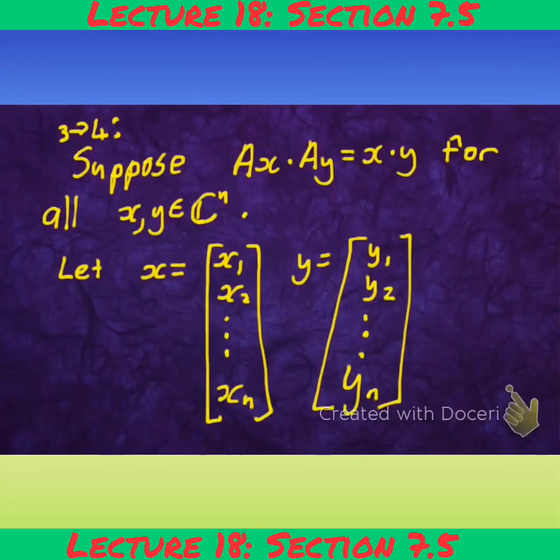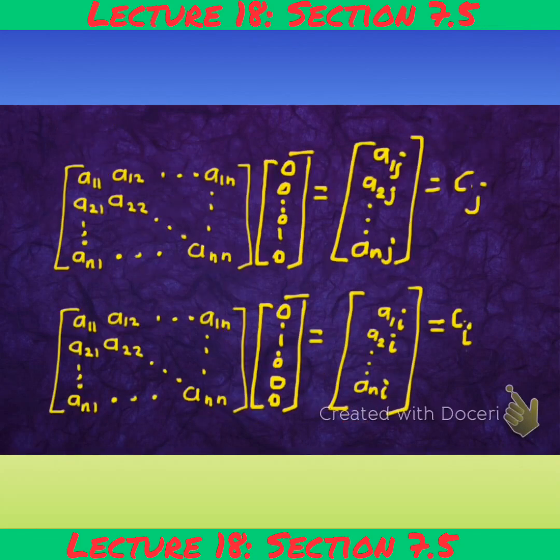All right, next we prove that 3 implies 4. And this, again, we assume that 3 holds. That is that the dot of AX with AY is the same as the dot of X with Y, and this is for all complex vectors. Right, so we can let x be the vector x1 up until xn and y be the vector y1 up until yn.